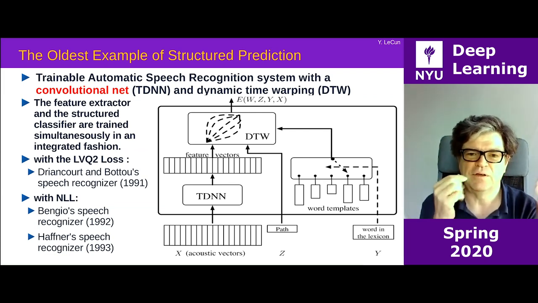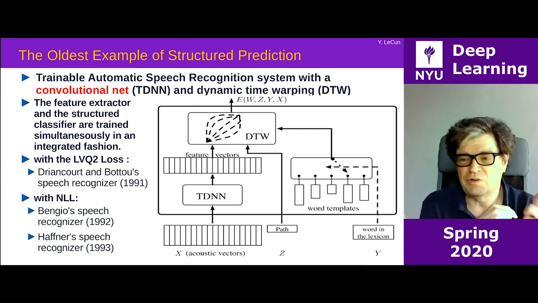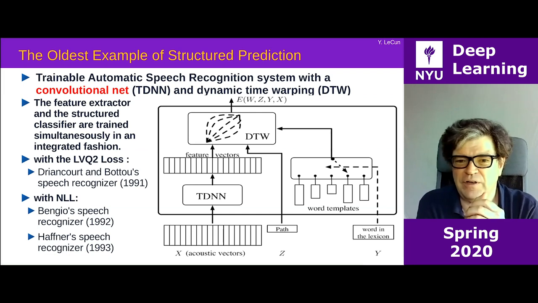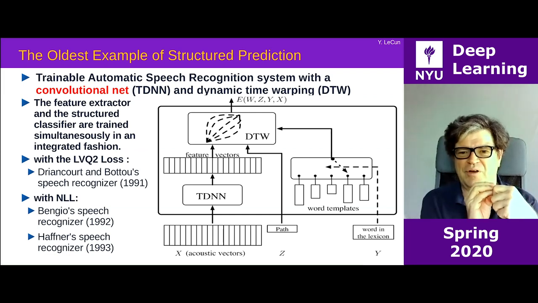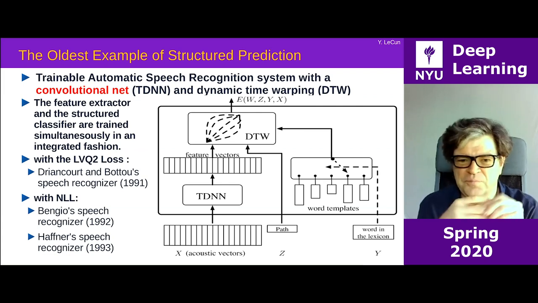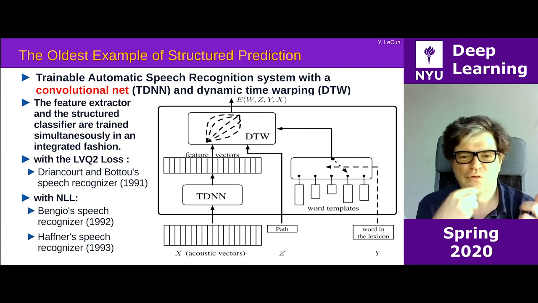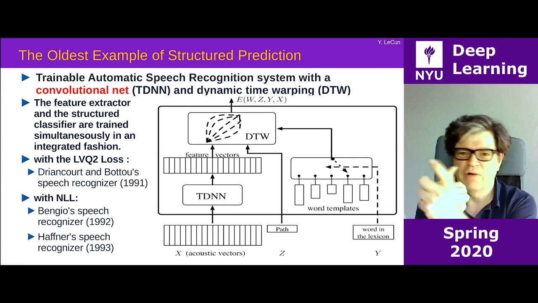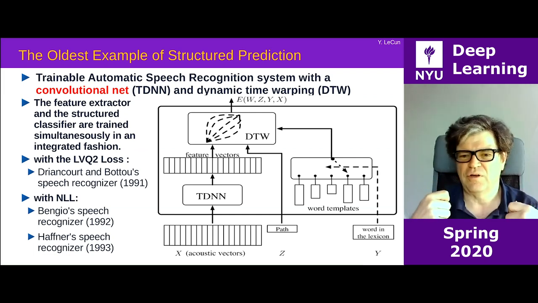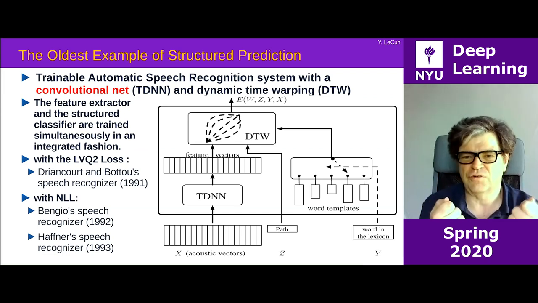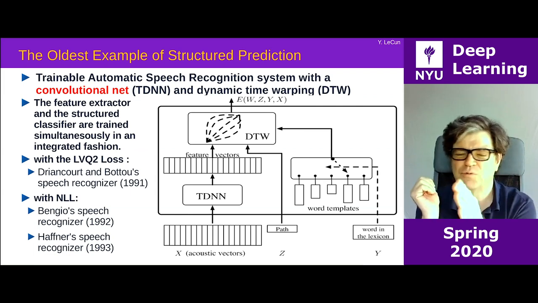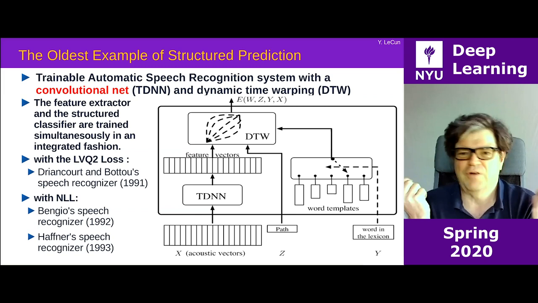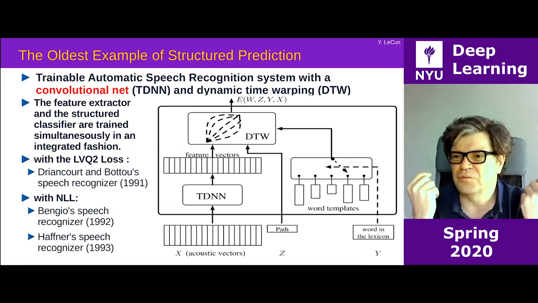And at the output of it, what you get is a sequence of feature vectors. In modern systems, those feature vectors are actually softmax vectors that indicate a category, but in their case, it wasn't. Those can be at the same rate, or they can be slower. If the convolutional net has temporal subsampling, you're not going to get as many feature vectors per second.